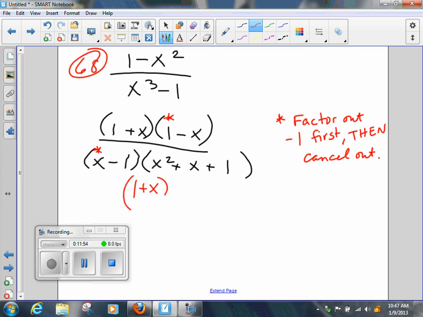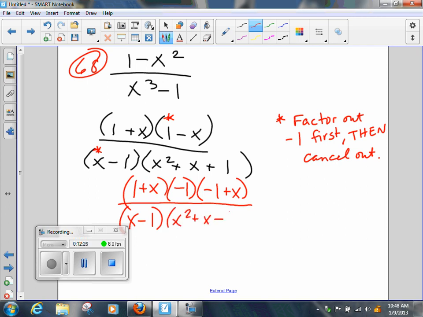1 plus x. I'm going to factor out that negative 1. Now let's think. Negative 1 times what gives you positive 1? Negative 1. Okay. Negative 1 times what gives you negative x? Plus x. Okay. We'll rewrite what we got. Can this trinomial be factored, yes or no? No, it cannot.